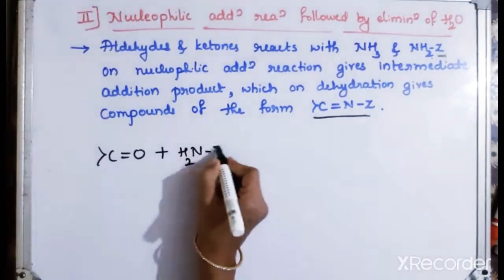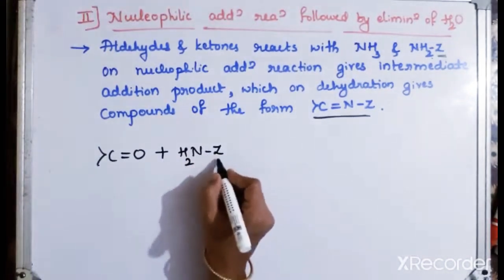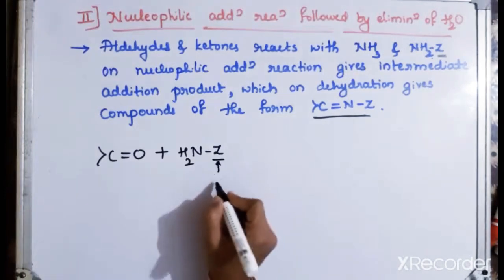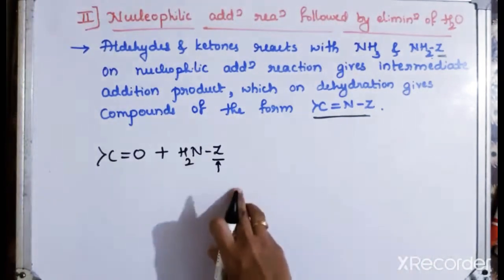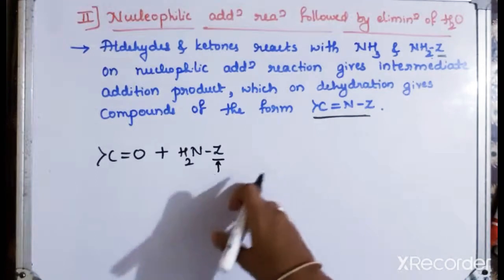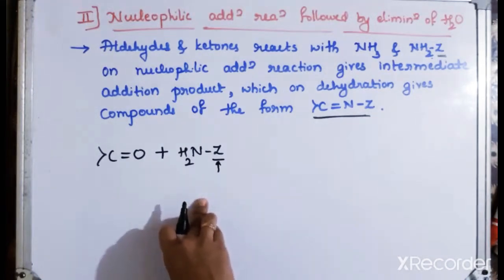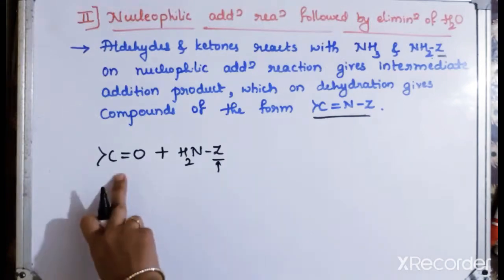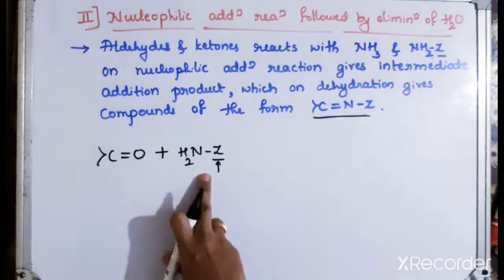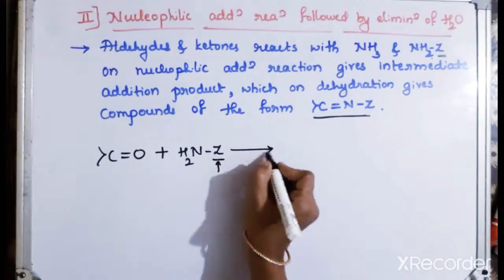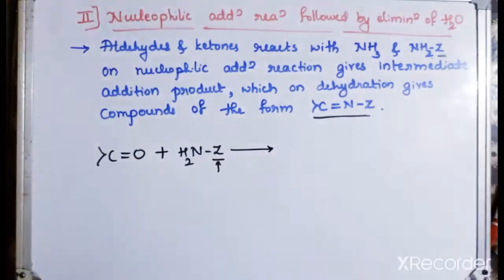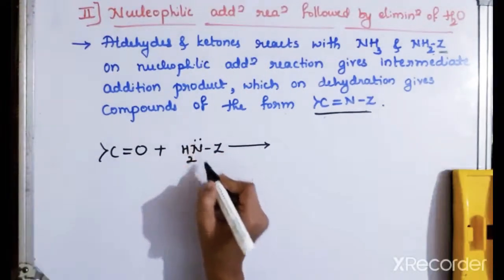If it is ammonia, Z will be H. If any other groups are there like OH, NH2 or the benzene ring, then it is considered a derivative of ammonia. So aldehydes and ketones react with ammonia and its derivatives. It undergoes a nucleophilic addition reaction. The nucleophile is ammonia or its derivative.